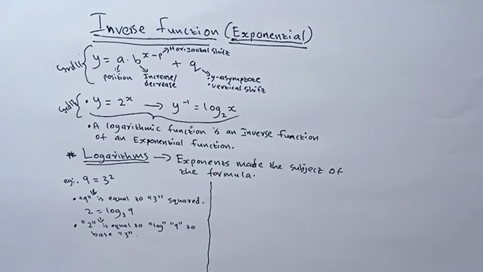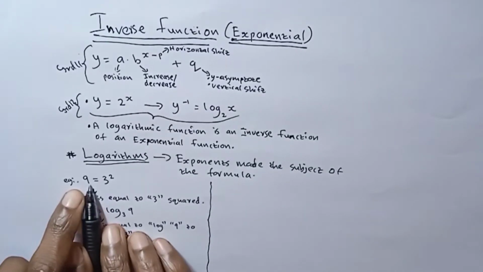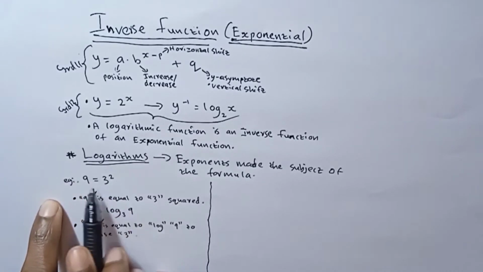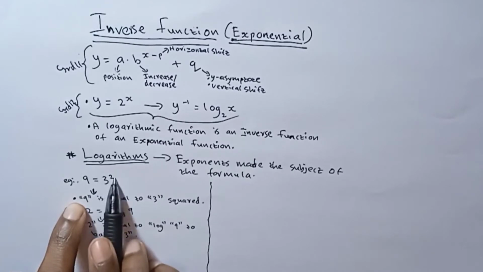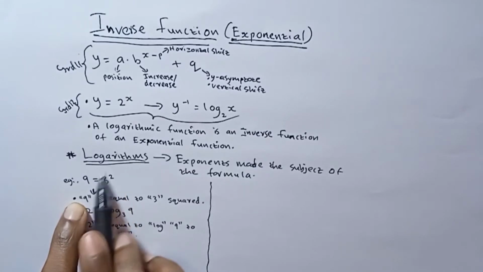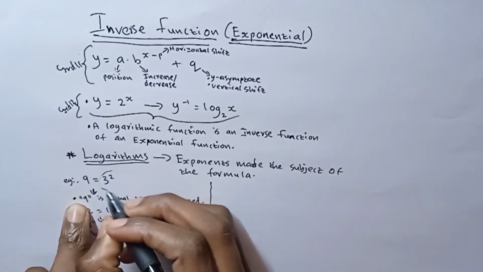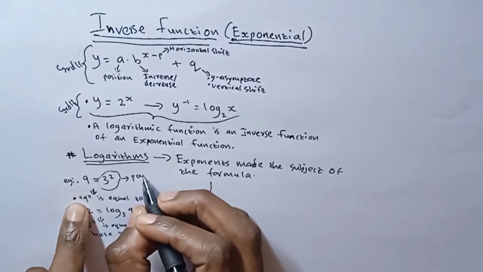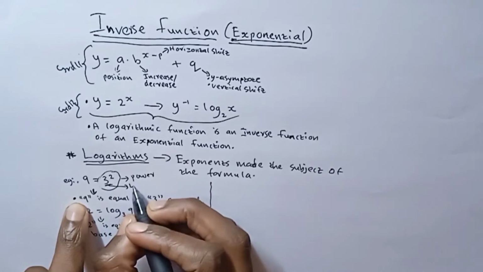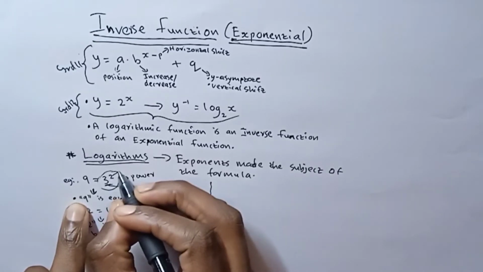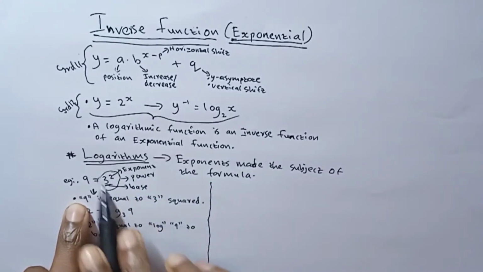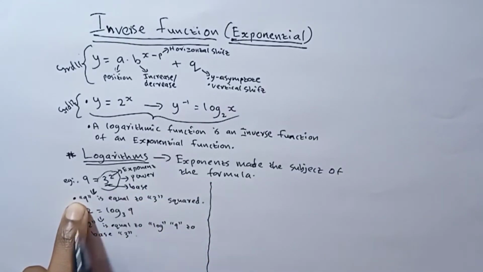So this is an example here. When you look at this, 9 is equal to 3 squared. Basically you have a 9, you have a base 3, and you have an exponent 2. The whole thing here, which is 3 squared, is what we call a power. This is a power. But 3 on its own is just the base, and 2 on its own is what we call the exponent. So this is a power, base, and exponent, right?